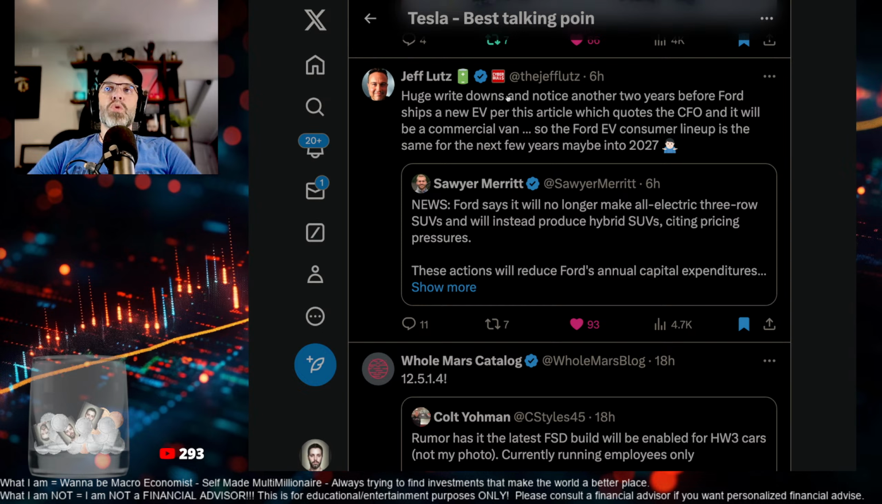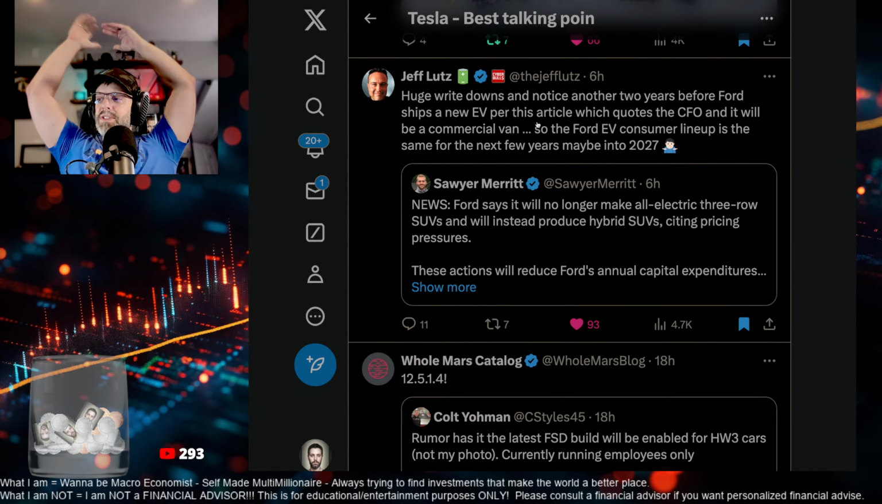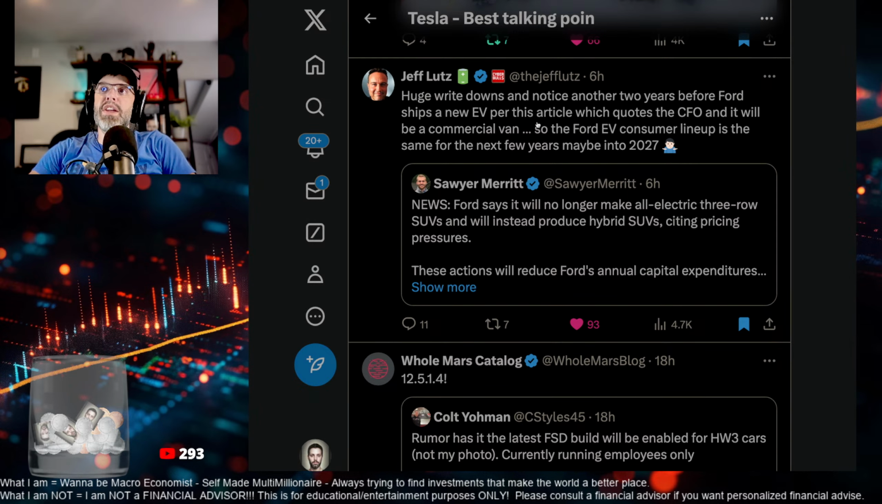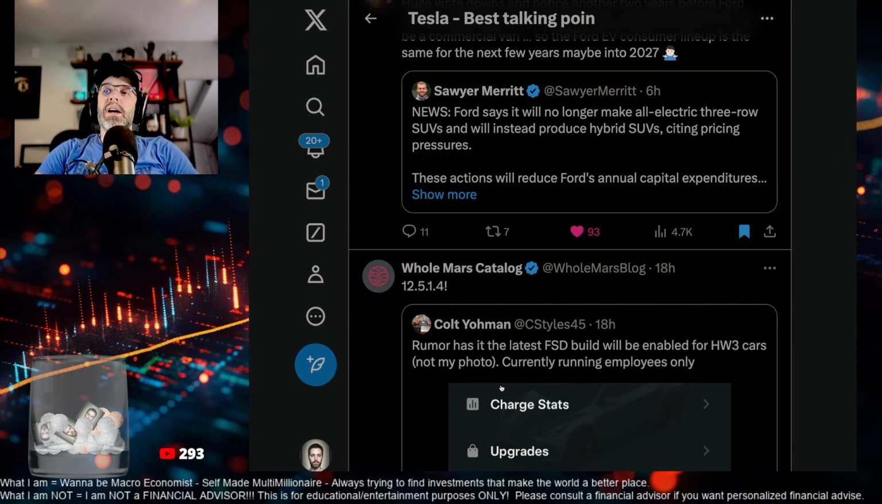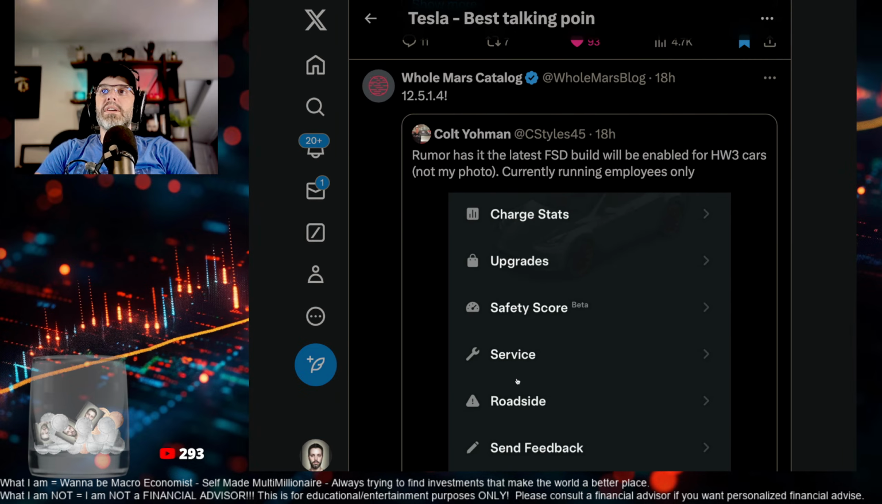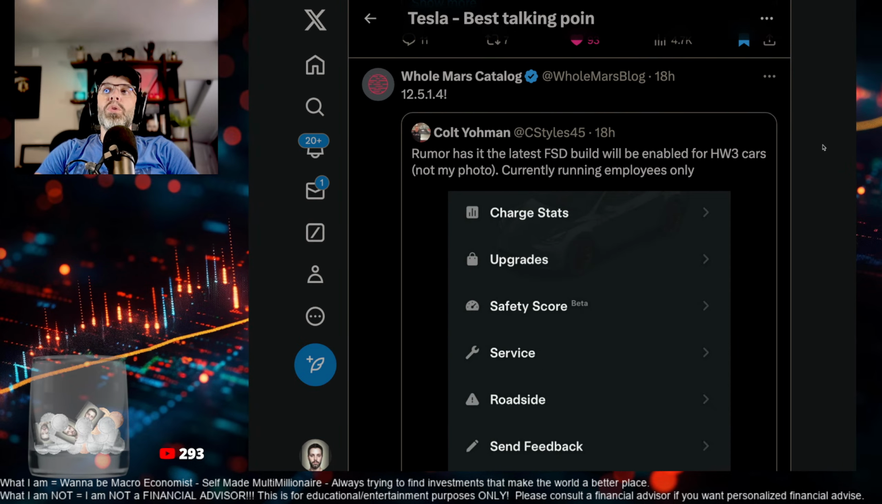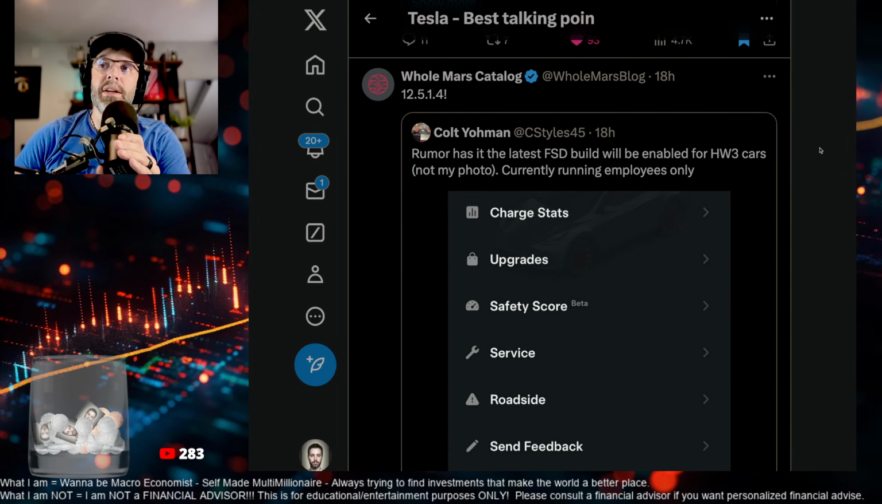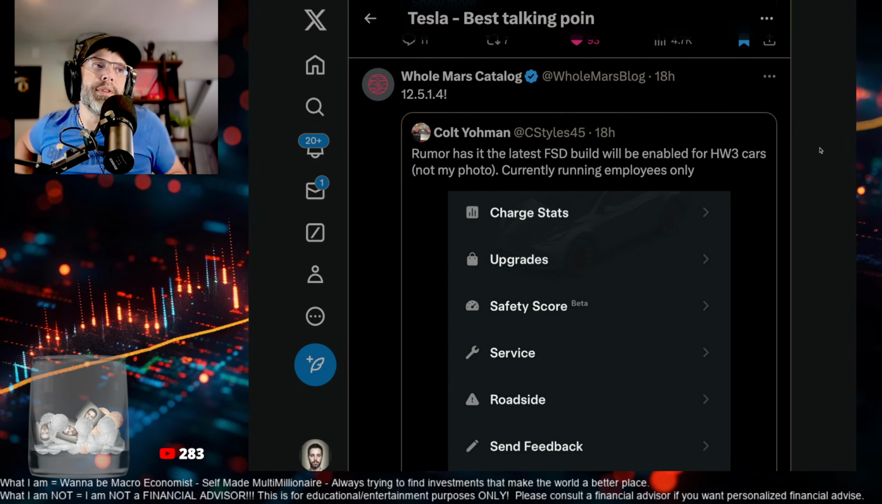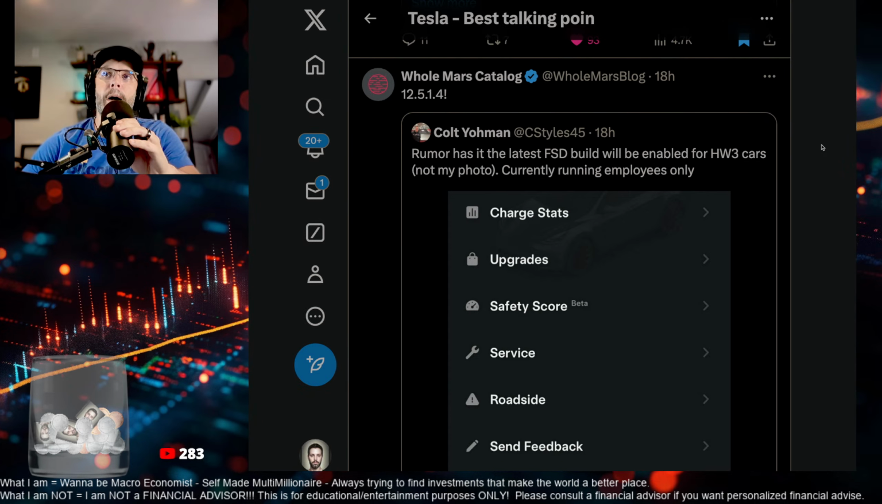Jeff Lutz put in here, huge write-downs, and notice another two years before Ford ships a new EV per this article, which quotes the CFO, and it will be a commercial van. So the Ford EV consumer lineup is not changing for at least a few years. So 2027 potentially is where we see a change in the Ford lineup. Ford is dying, guys. They're bleeding and they're not doing EVs and they're just going to die. They're the only other US auto company that hasn't gone bankrupt outside of Tesla, and soon the only one you'll be able to say that about will be Tesla. Pretty big deal.